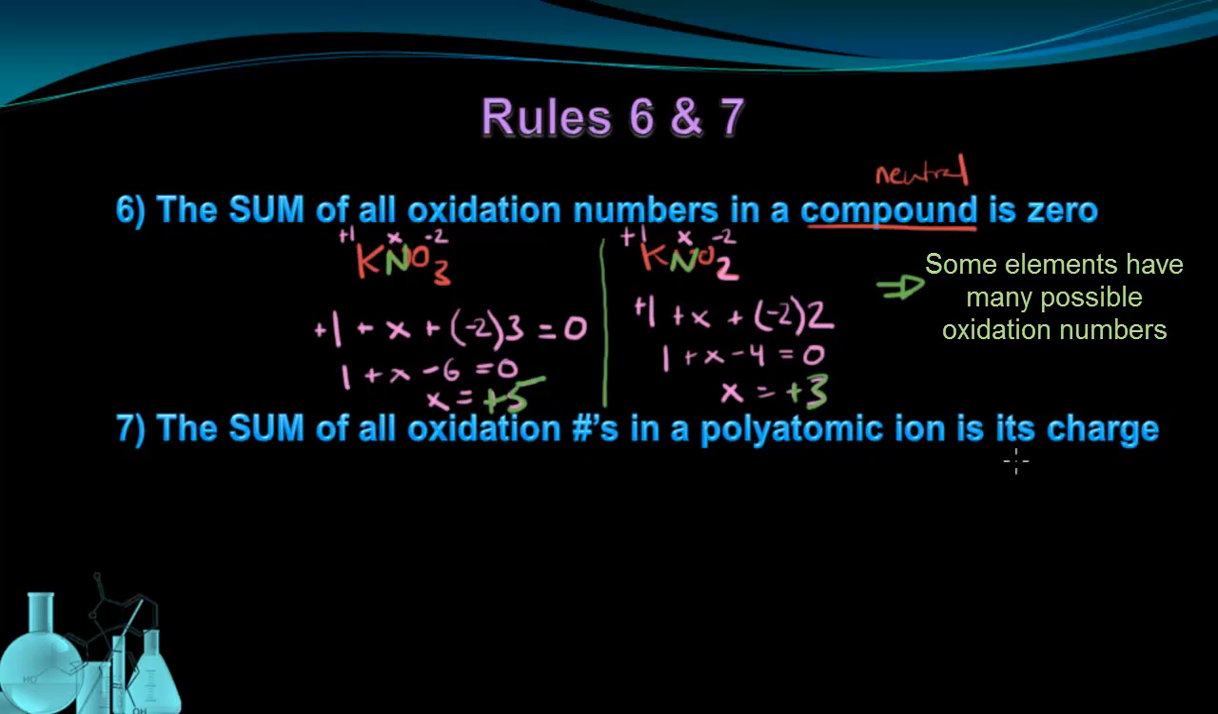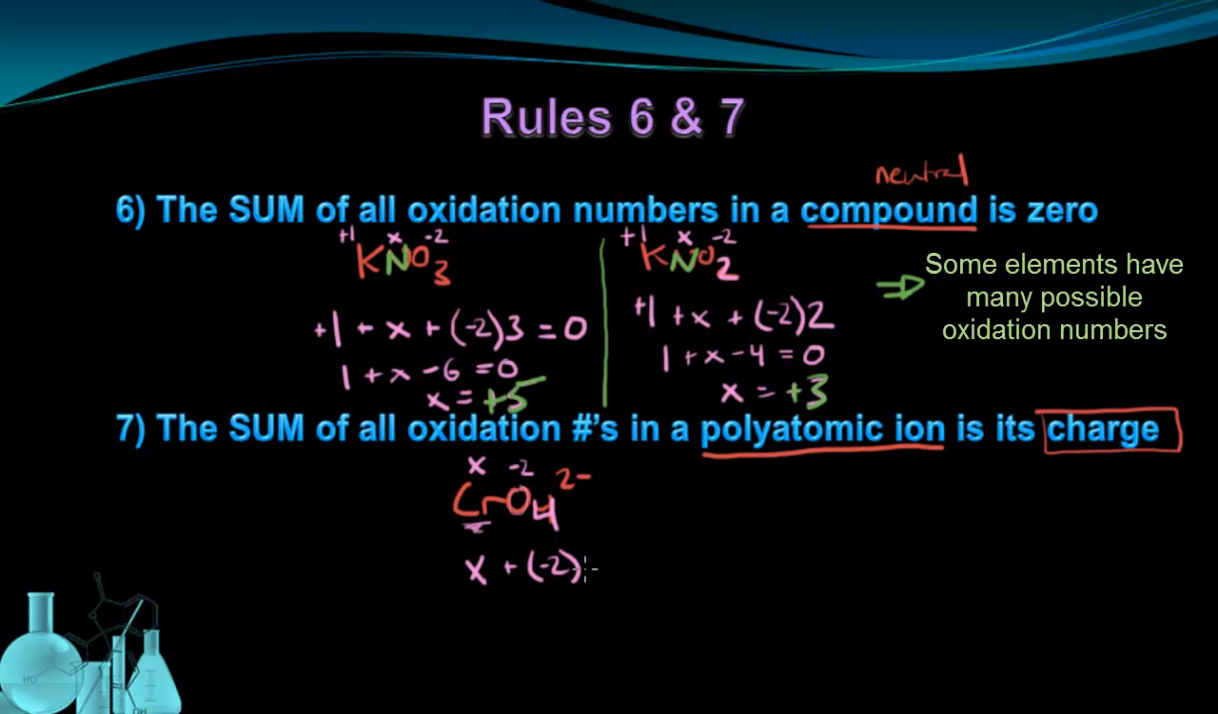Now the next rule is similar to that one. This one says the sum of all oxidation numbers in a polyatomic ion is its charge. And this is going to be best to show with an example. So let's look at the chromate polyatomic ion, CrO4 2-. And in this case, I don't know what the chromium is. I have no rule about chromium specifically, so that's an X. But I do know that oxygen is a -2 because it's not one of the exceptions. So I'm going to set this up, X plus -2 times 4 oxygens, so there's 4 of them, and I set it equal to something else.